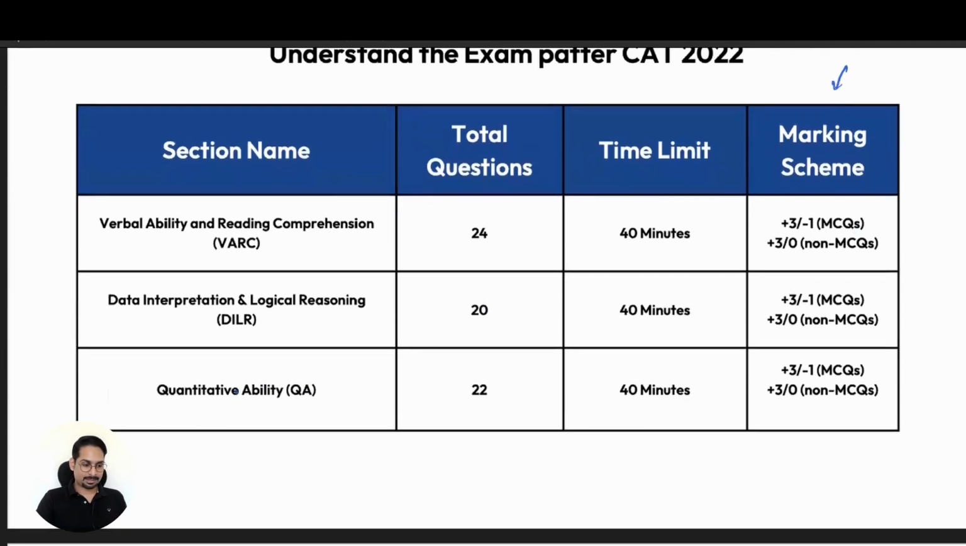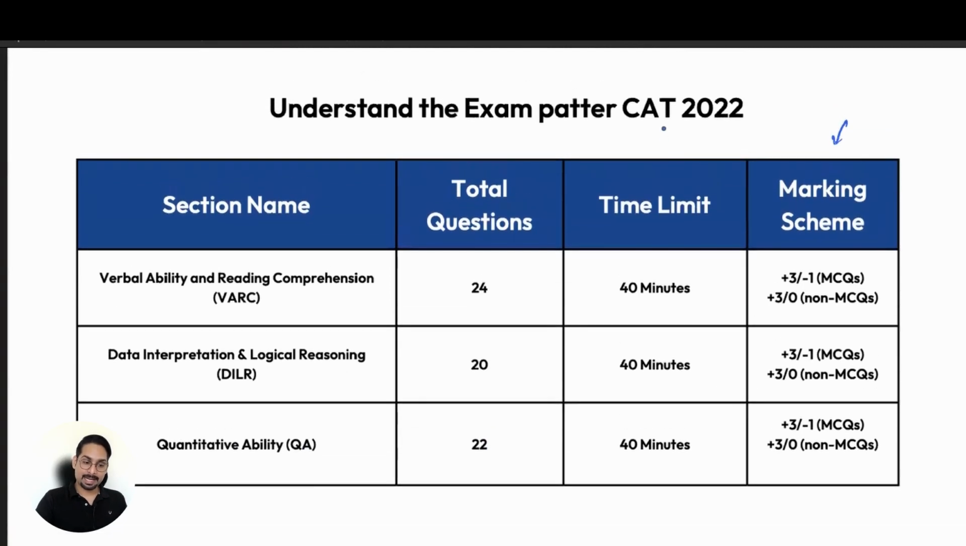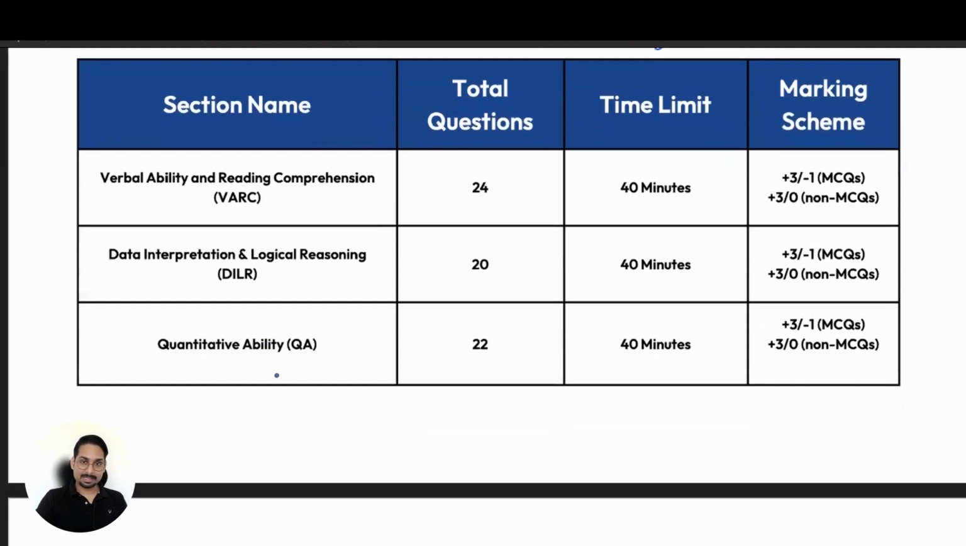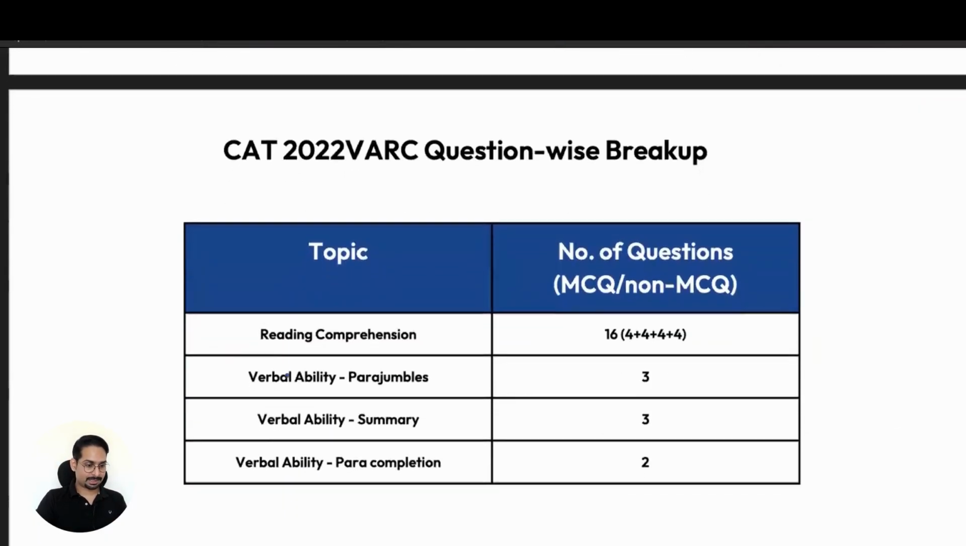Similarly, in QA, you have 22 questions and 40 minutes. So in CAT, you will have sectional timing. For each section, you have got 40 minutes. All right, you cannot switch between the sections. Well, we can talk about how to handle the question paper later in coming videos. So in this video, we'll keep our objectives straight and simple.